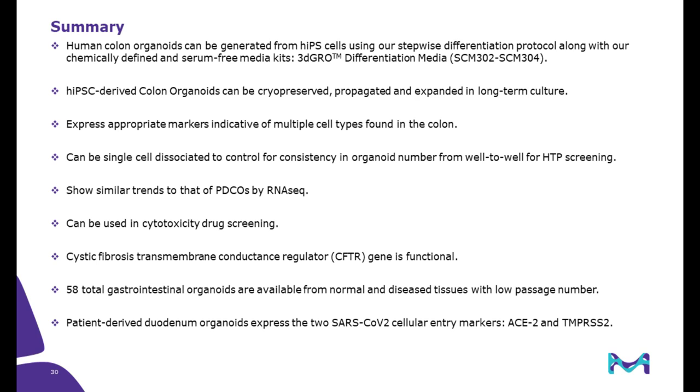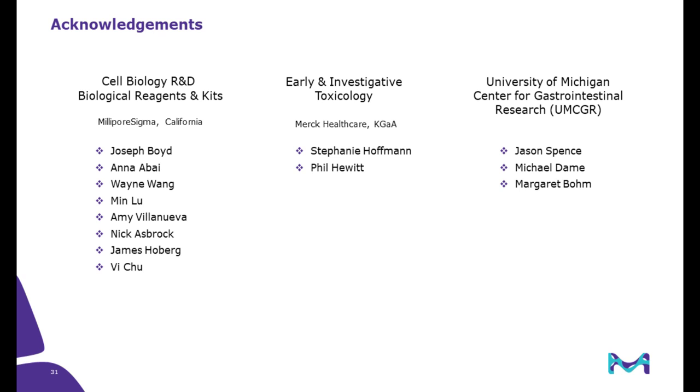They show similar trends to that of patient-derived colon organoids by RNA-seq data. They can be used in cytotoxicity drug screening. Also, the cystic fibrosis transmembrane conductance regulator gene is functional. 58 total gastrointestinal organoids are available from normal and diseased tissues with low passage number. Our patient-derived duodenum organoids express the 2 SARS-CoV-2 cellular entry markers ACE2 and TMPRSS2.